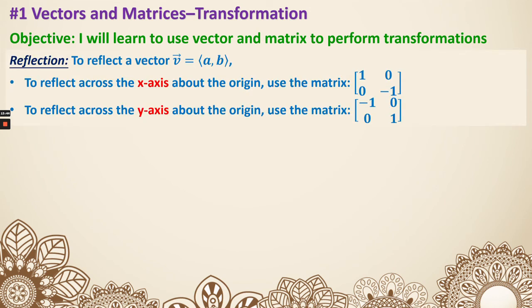To reflect across the x-axis about the origin, use the matrix [1, 0; 0, negative 1]. If you are reflecting over the x-axis, that means something on the top is being reflected over to the bottom. Basically, the y-coordinate would change. That is why the negative 1 is in the second column, because that is going to change the y-coordinate. And for the other one, if you are reflecting over the y-axis, that means it's like from the left side to the right side. That means the x-coordinates are changing. That is why the negative 1 is in the first column, to change the x.